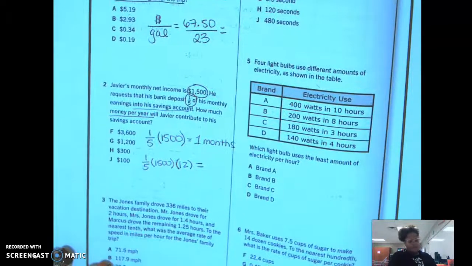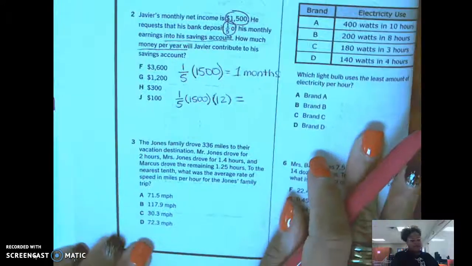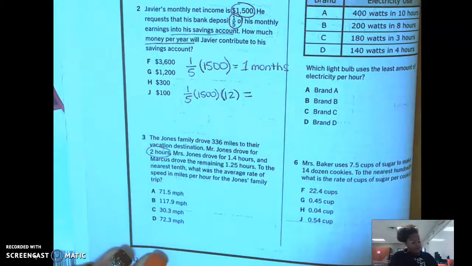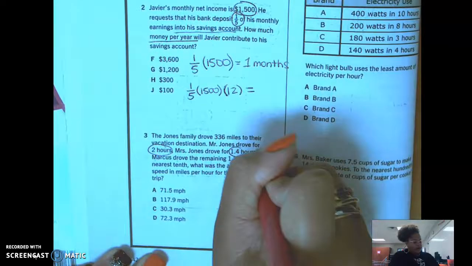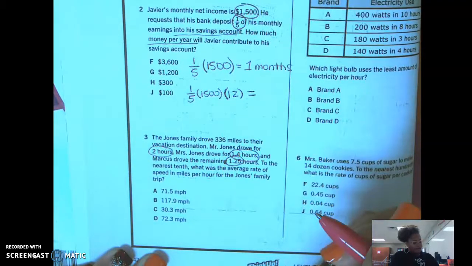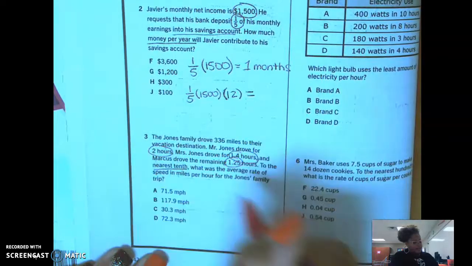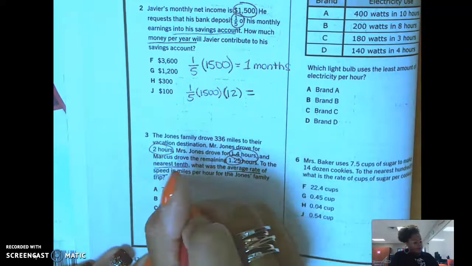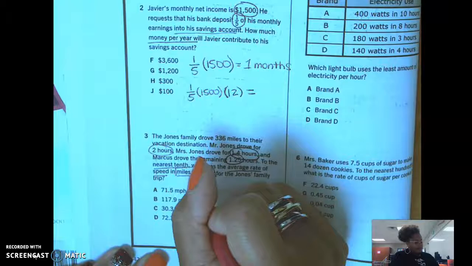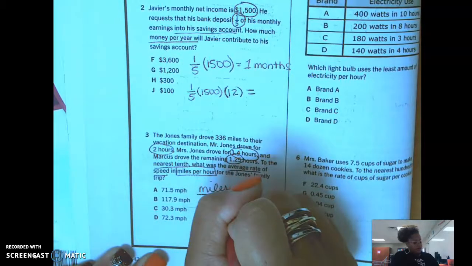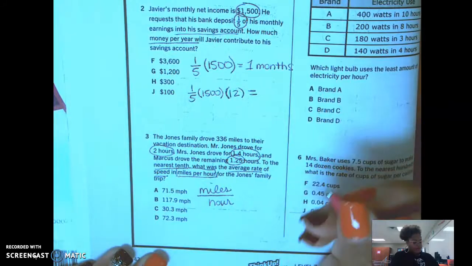The Jones family drove 336 miles to their vacation destination. Mr. Jones drove for 2 hours. Mrs. Jones drove for 1.4 hours. And Marcus drove the remaining 1.25 hours. To the nearest 10th, what was the average rate of speed in miles per hour? There's your rate. Miles over hour, for the Jones family trip.